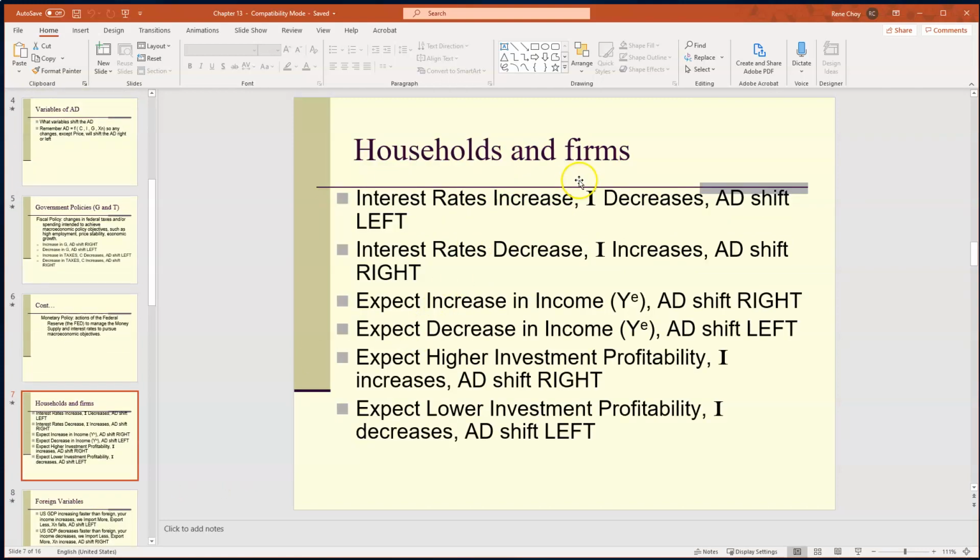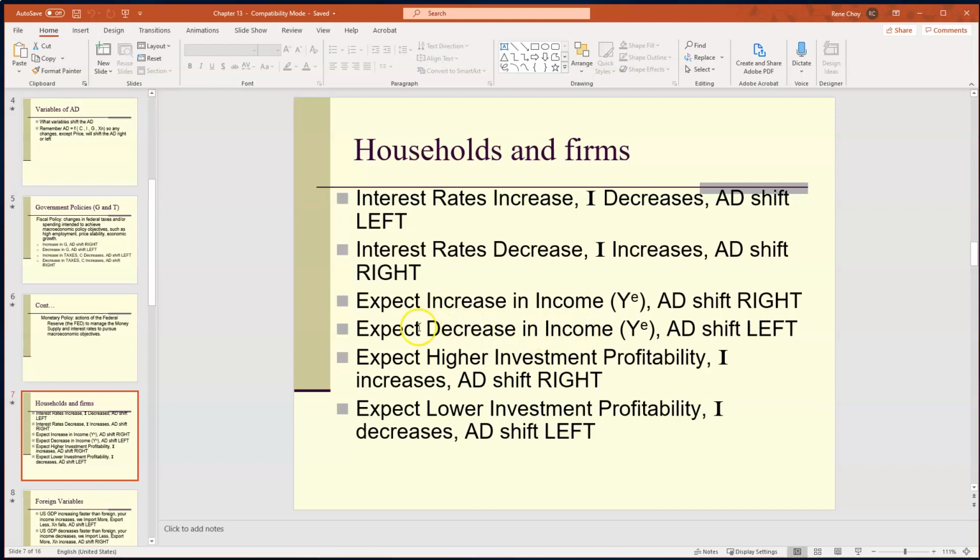All right, another part that can change the economy is households and firms as they change their purchasing behavior. Expectations in the level of income, for example. We're going to be using the letter Y for income. So expected income, also known as YE here. If you expect income to increase, then the aggregate demand tends to shift to the right. If you expect income to decrease, then the aggregate demand will shift to the left.